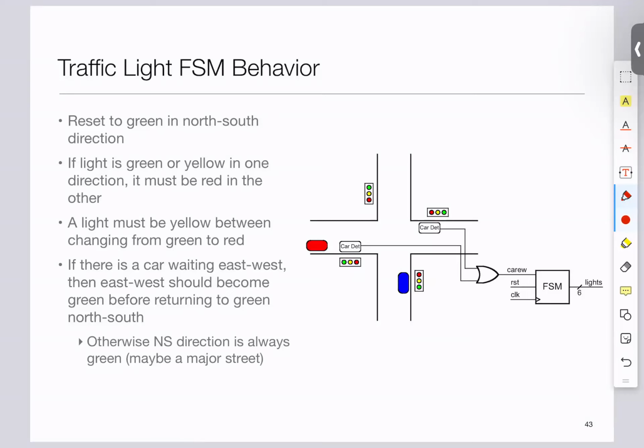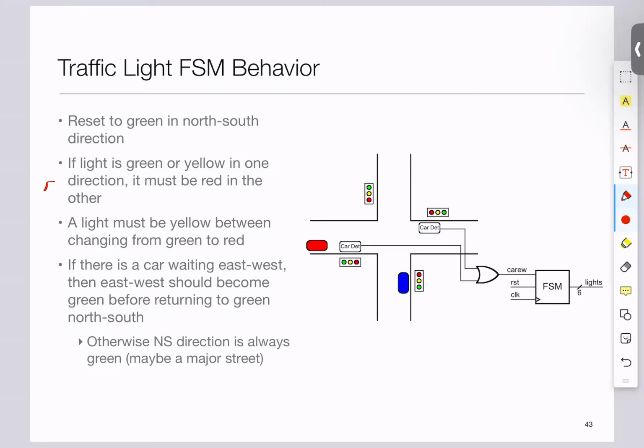Then the second one is a safety requirement. It says if the light is green or yellow in one direction, it must be red in the other direction. So it's okay to have both directions red, but it can't be that I have green or yellow in one and green or yellow in the other also. So that's a safety requirement. Third one says a light must be yellow between changing from green to red, much like it happens in common light, right? When it goes from green to red, it temporarily turns yellow.